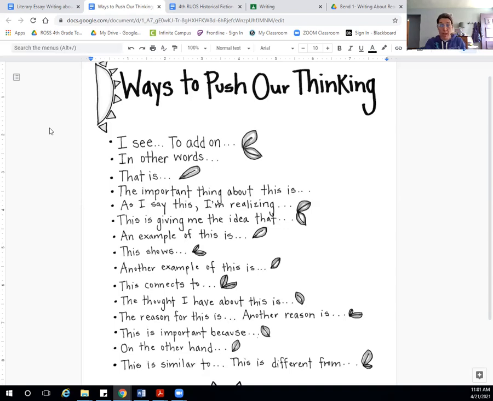So I want you to go ahead and try this as you're writing, making sure that you are citing specific things that you have noticed in your text to support what you are really thinking.